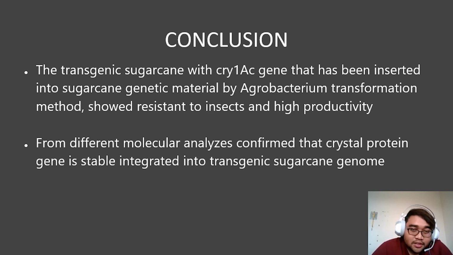First, the transgenic sugarcane with the Cry1Ac gene has been inserted into sugarcane genetic material by the Agrobacterium transformation method. It showed resistance to insects and high productivity of the sugarcane. Different molecular analyses confirm that the crystal protein gene is stably integrated into the transgenic sugarcane genome.